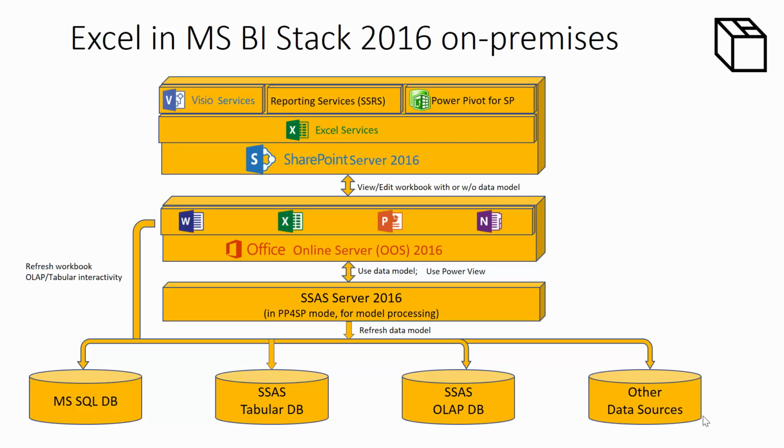So the first thing you can notice is that WAC had changed its place. So it is now a prominent member of the Microsoft BI stack. You can also see that it changed its name. So it is now called Office Online Server as opposed to Office Web App Server.